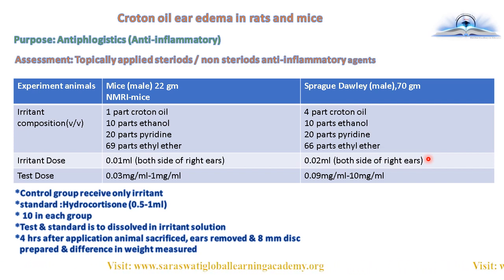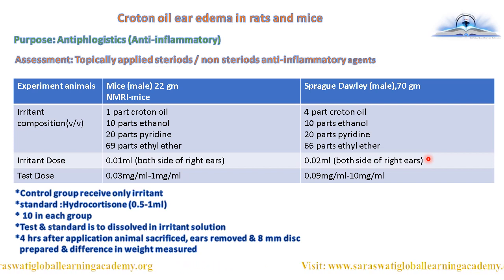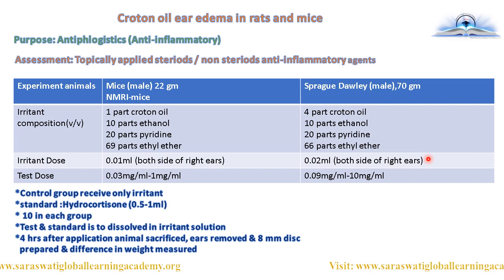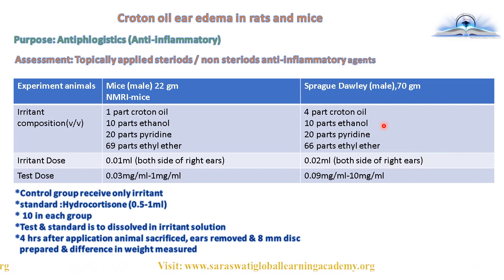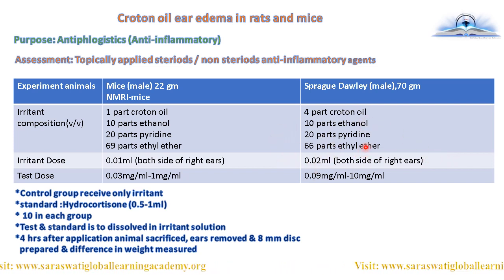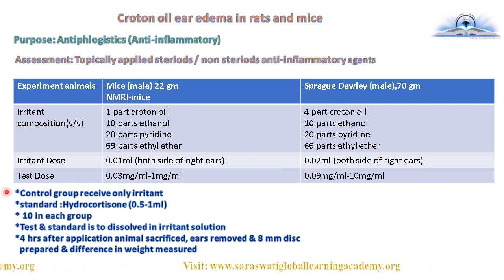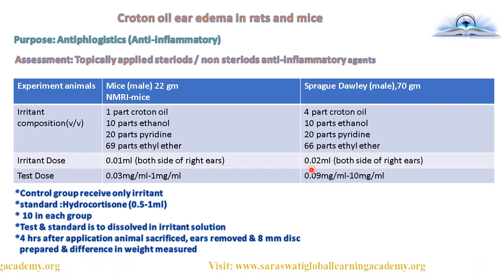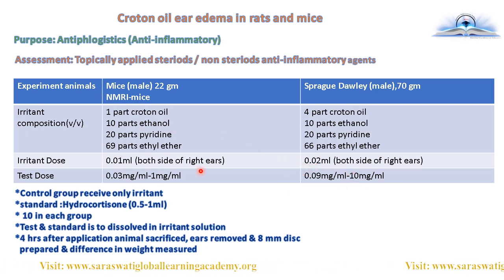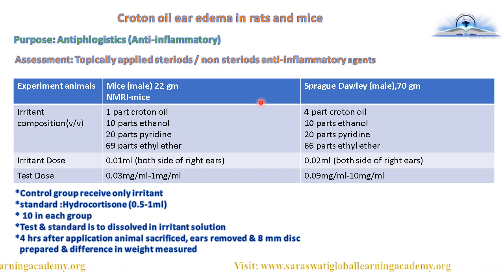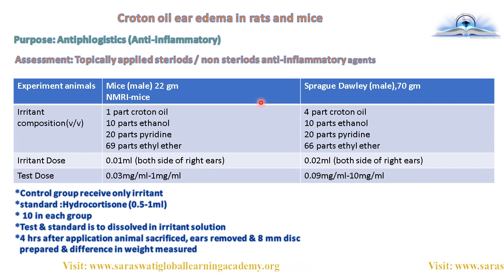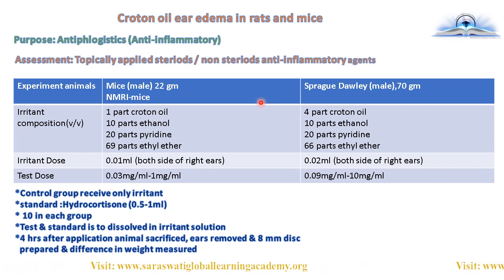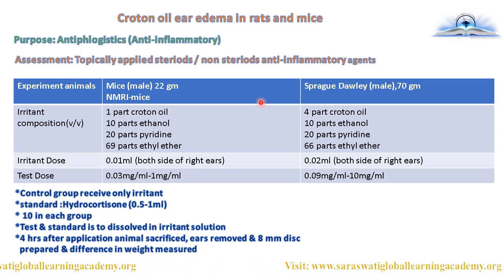Likewise, in case of the rat, there is a little change in the composition. That is, in case of 1 part of croton oil, here we will be giving 4 parts of croton oil and 66 parts of ethyl ether, isn't it? You can see here 66 parts of the ethyl ether. Now the dose for the irritant would be 0.01 ml, and in case of the rat it will be 0.02 ml. Now first of all, initially what we have to do, we have to give this irritant topically. We have to use it on the right ears, and the left ears will be untreated.